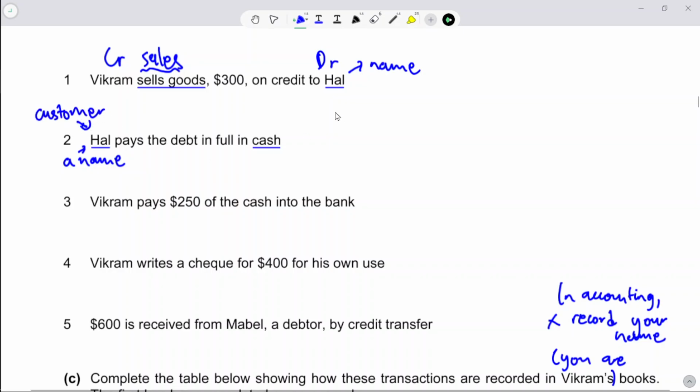A customer, you receive, if the customer pays, you actually receive money. Receive money, so you debit. In this case, it will be debit cash. If there is one debit, another one will be credit.